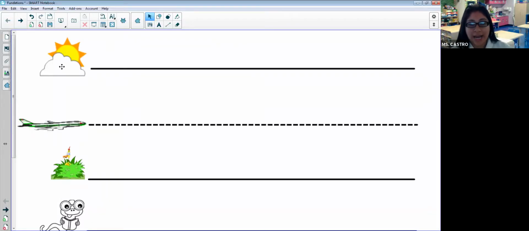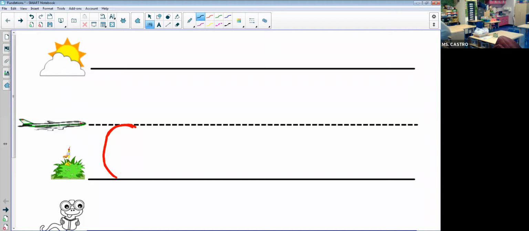So again, we have the skyline, which is up in the sky, the plain line, the grass line, and the worm line. So we're going to be focusing on the plain line and the grass line for the lowercase a. So watch Ms. Castro as she forms the letter A. You're going to fly backwards into the plain line. Around and down to the grass line, go back up, and then you make a line straight down to the grass line. And that, boys and girls, is how you form the lowercase a.